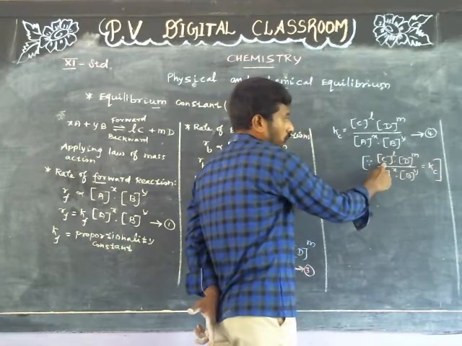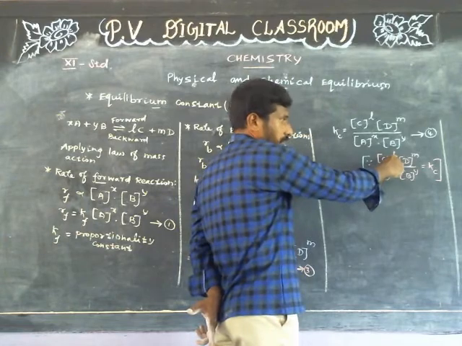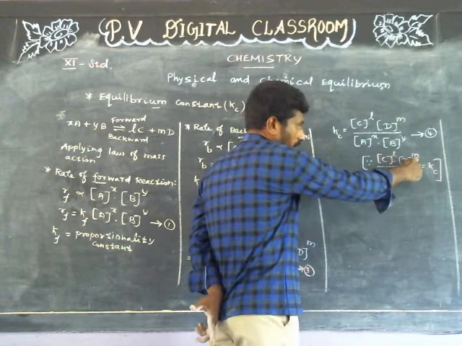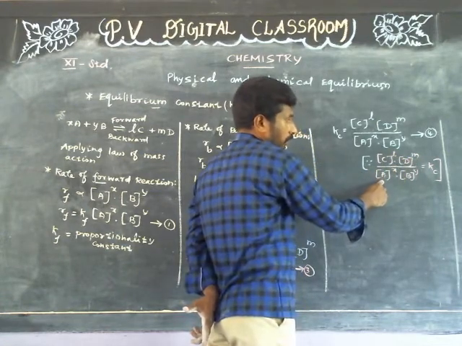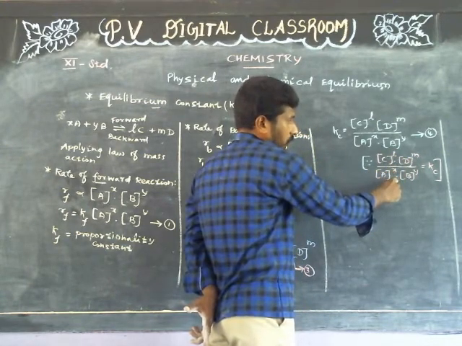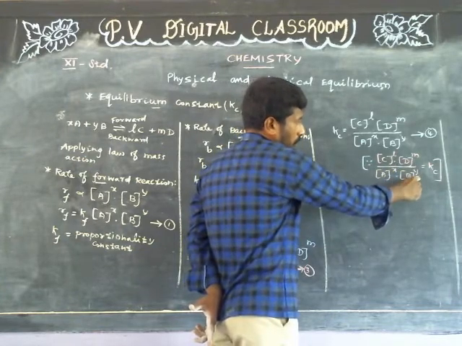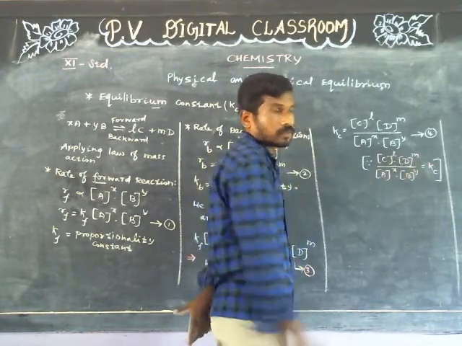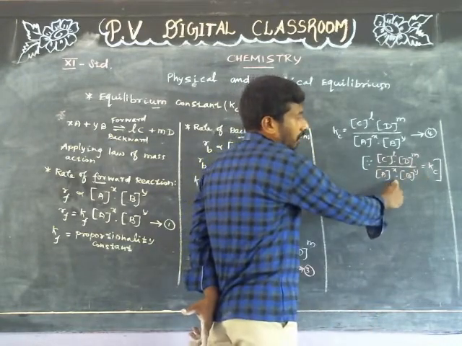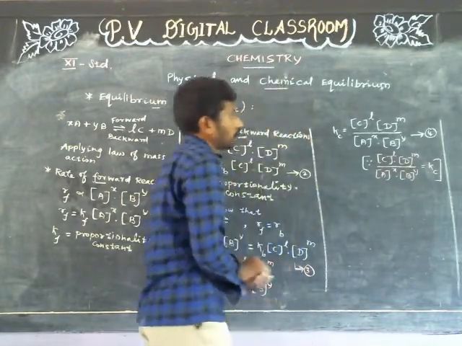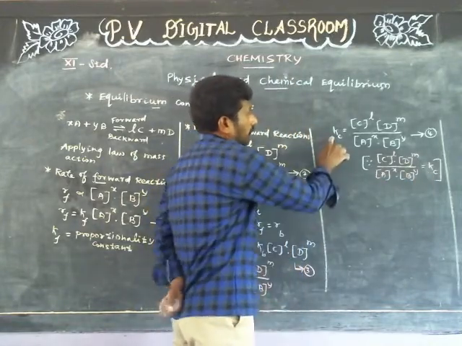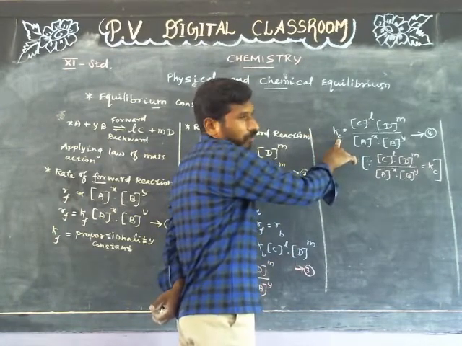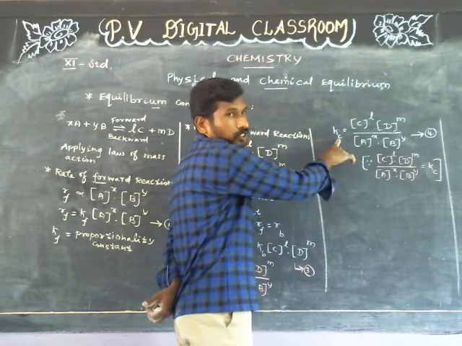Since active mass of C with stoichiometric coefficient L into active mass of D with stoichiometric coefficient M divided by active mass of A with stoichiometric coefficient X into active mass of B with stoichiometric coefficient Y is equal to Kc or is taken as Kc. Here Kc is an equilibrium constant in terms of active mass or concentration.